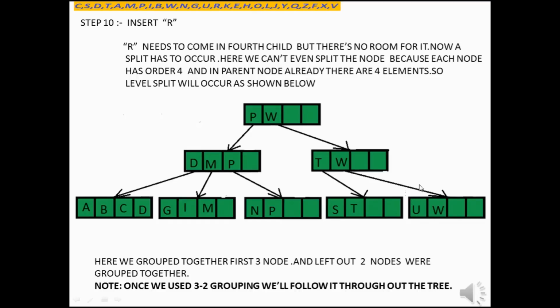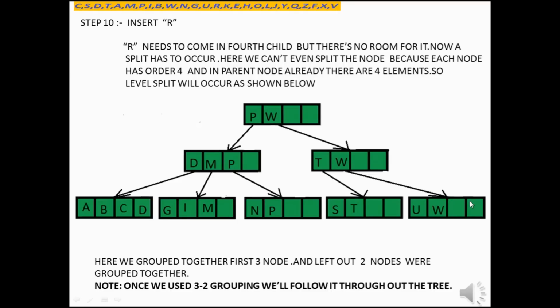So when we group the first 3 nodes, they will come under DMP. That is, for these 3 nodes, the parent node will be DMP, and for the other 2 nodes, the parent will be TW. Now come to the level above, that is the first level. The first level also contains 2 nodes, DMP and TW, right? The highest element of these will be taken and put into the parent node of these 2 children.